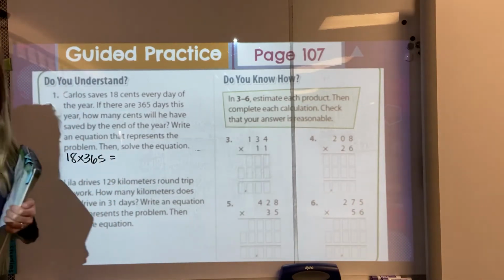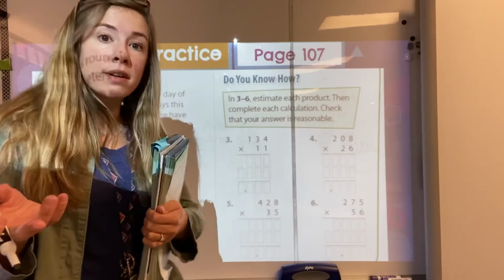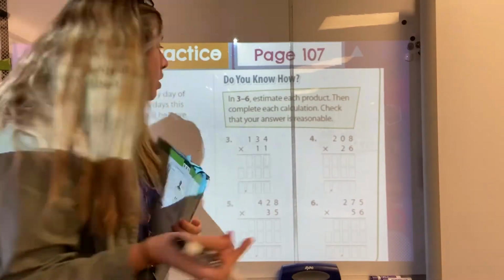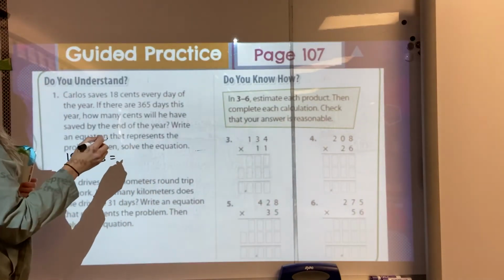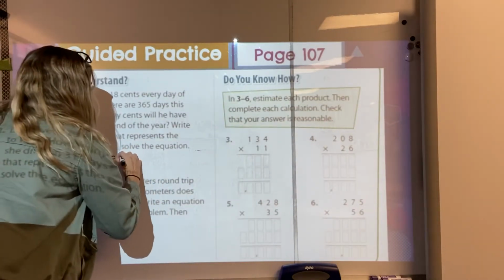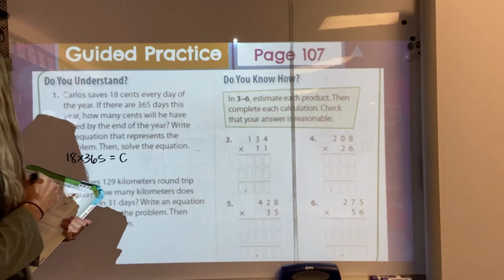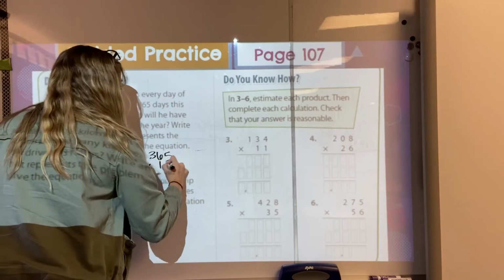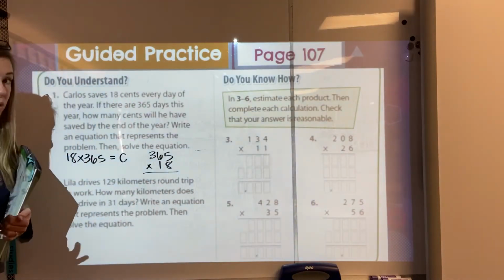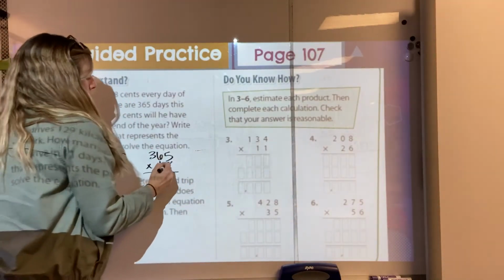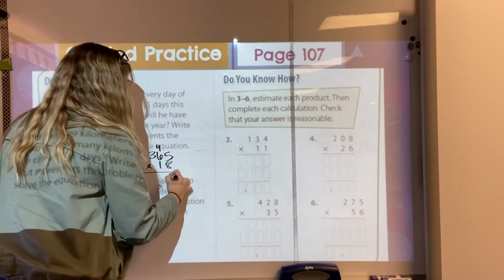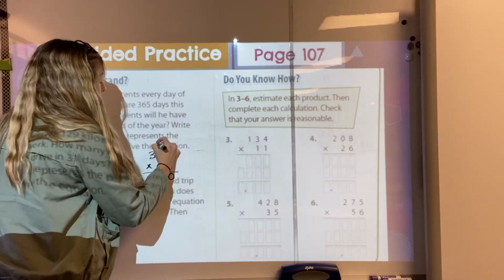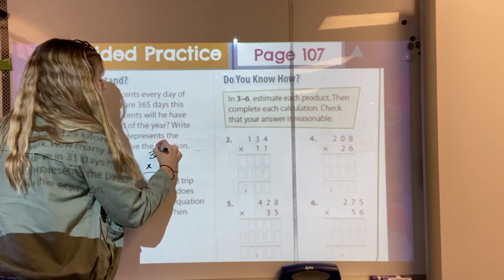And so when we have an unknown answer, we can use a variable. So that's a letter that represents an unknown number. We haven't solved it yet. So we could set it equal to maybe C for Carlos. Okay, and so then I need to actually multiply my 365 times 18. You could use the box method or you could use the standard method. So 8 times 5 is 40. 8 times 6, I always go 6 times 8 is 48. And then plus 4 more, 48, 49, 50, 51, 52.